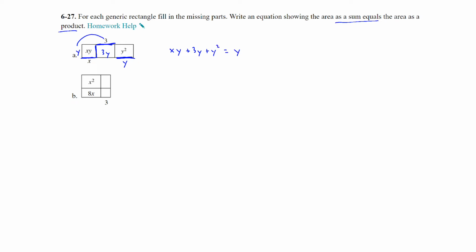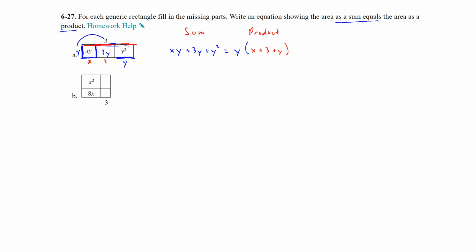And it's equal to y times, so the y is this side, times all of this side. So that would be y times x, y, plus 3y, plus, or hold on, I think I messed up. Yeah, go back. So this side is x, 3, and y. So sorry about that. It'd be x plus 3 plus y. And so that's the sum, and then this is the product.